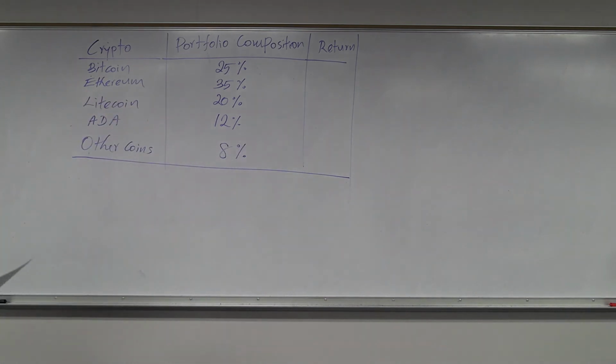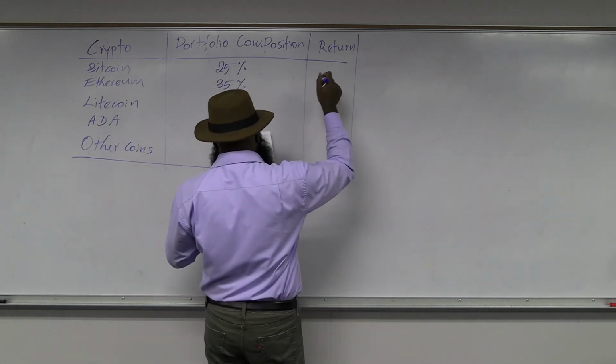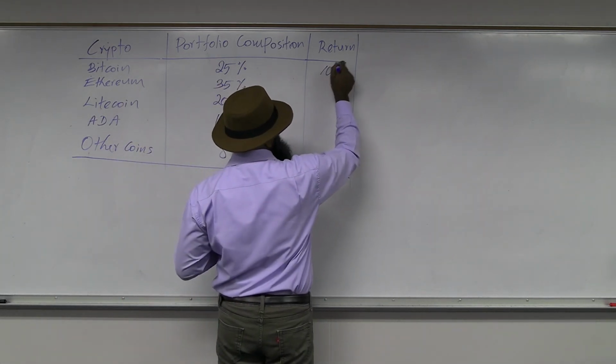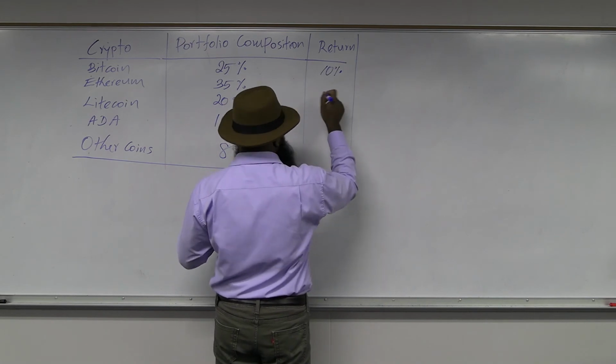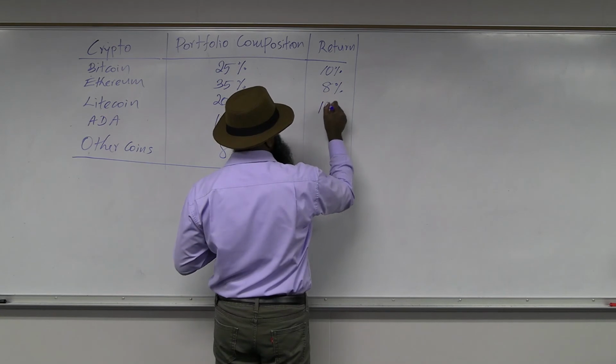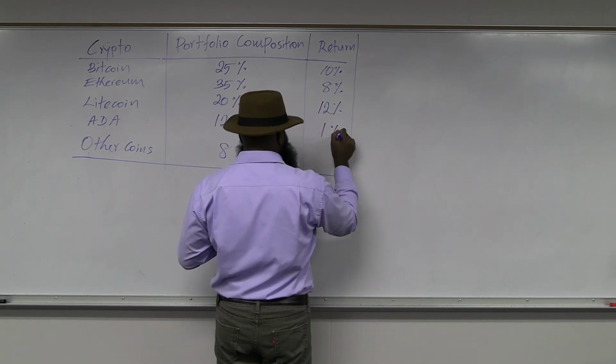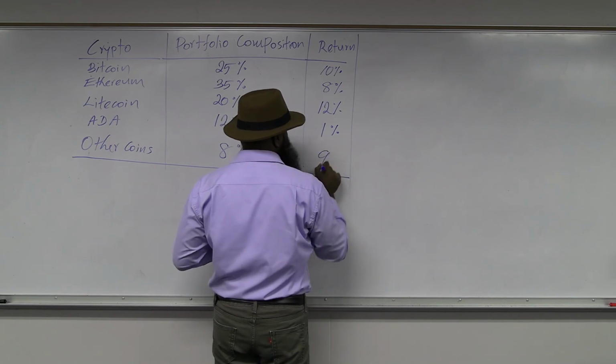And the returns within that given week are like this. Bitcoin has got 10%, Ethereum 8%, Litecoin 12%, ADA 1%, all other coins 9%.